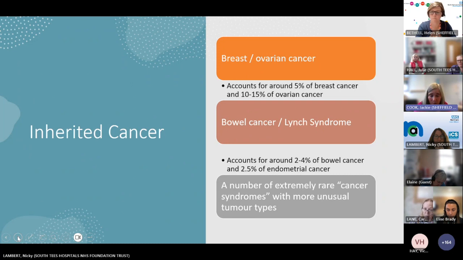There are a number of vanishingly rare cancer syndromes with very unusual tumor types, which is the type of thing that I do in my day job. But these are really, really rare, and most doctors will not see these conditions.